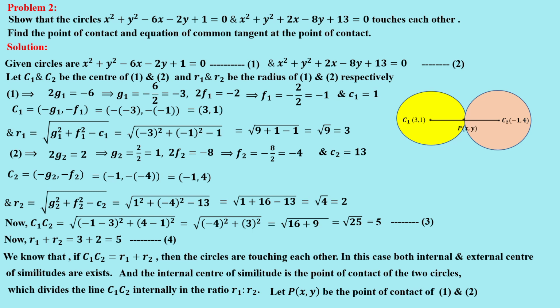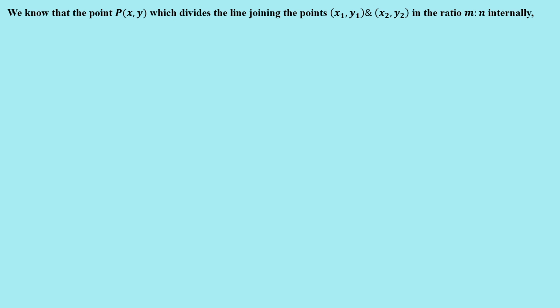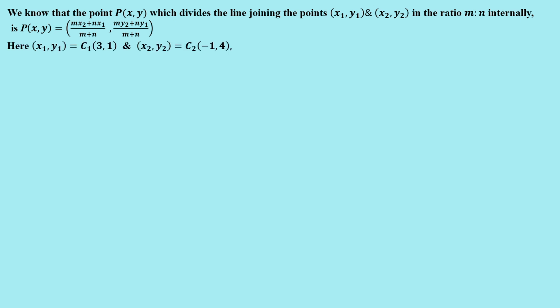So this is P(x, y). We know that P(x, y), which divides the line joining (x1, y1) and (x2, y2) in the ratio m is to n internally, is given by the formula ((mx2 + nx1)/(m + n), (my2 + ny1)/(m + n)). Here (x1, y1) is C1, that is (3, 4), and (x2, y2) is C2, (-1, 4). We know r1 is to r2, that is 3 is to 2, which is m is to n.